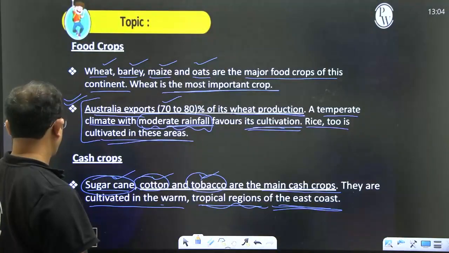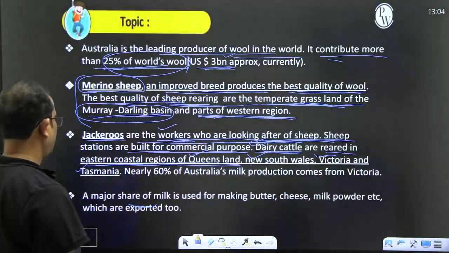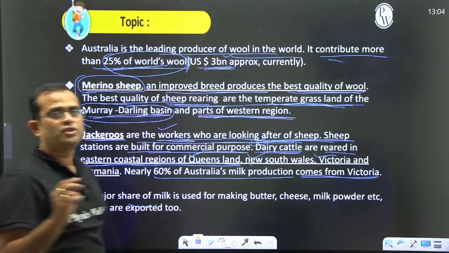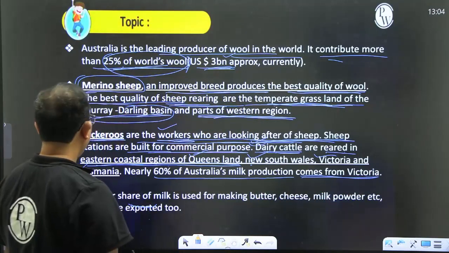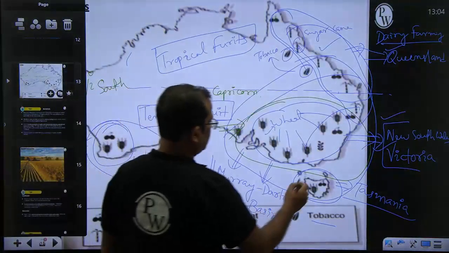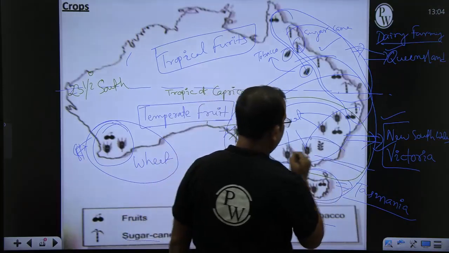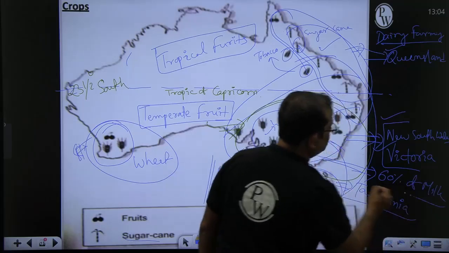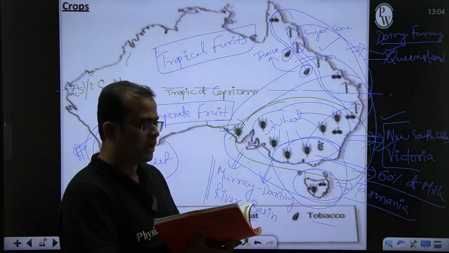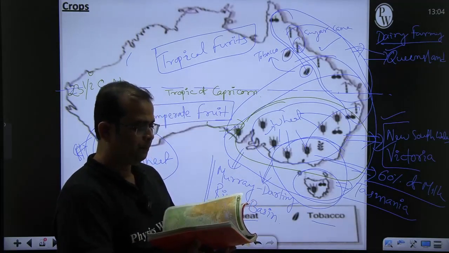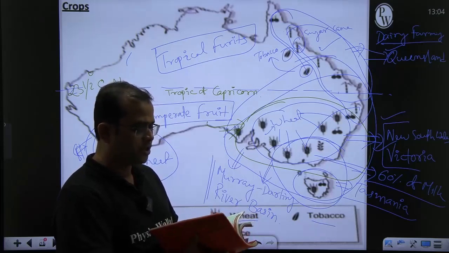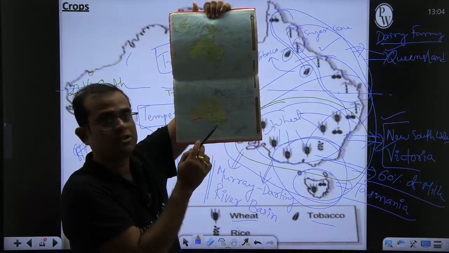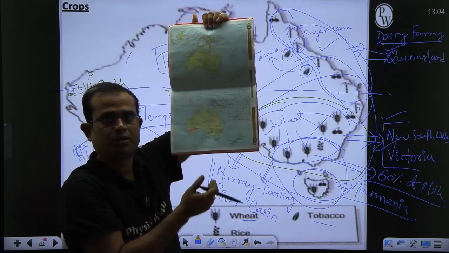So next we see that nearly 60% of Australia's milk production comes from Victoria. So Victoria is the province where we get 60% of Australia's milk. This is including Tasmania. If you see the diagram, it will be more clear. Australia's 60% milk comes from here, from Victoria, the smallest province, and Tasmania.